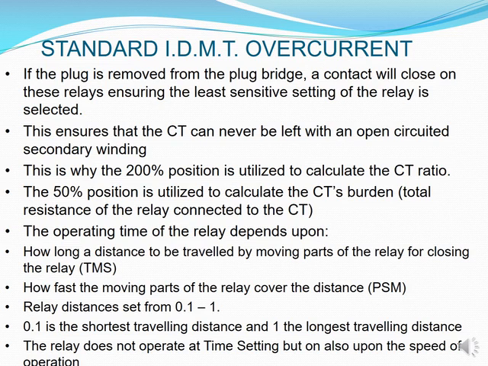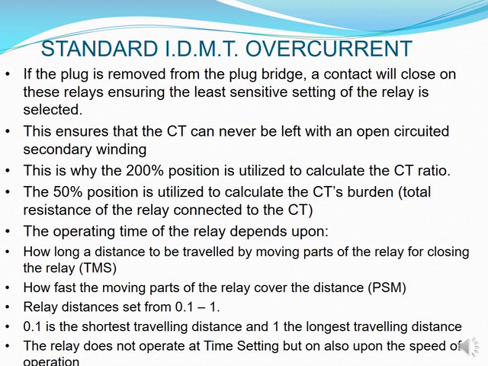So looking back into that diagram that we had, if that plug had to be removed from the plug bridge, then our contact would close on these relays, ensuring your least sensitive setting of your relay was selected, which would be the one at 200%. And that is why we say that 200% position gets utilized for us to calculate our CT ratio, because it ensures that we never have an open circuit scenario on our secondary winding of our relay.